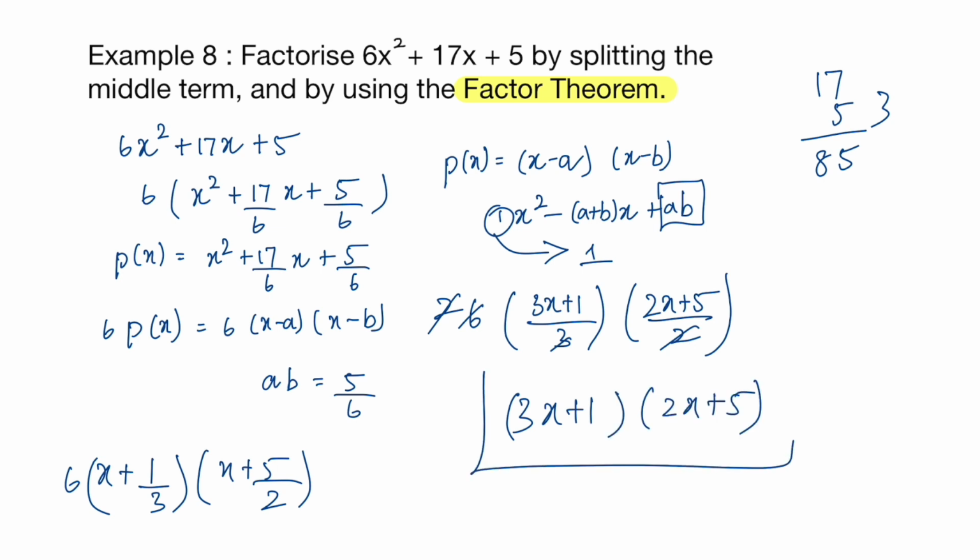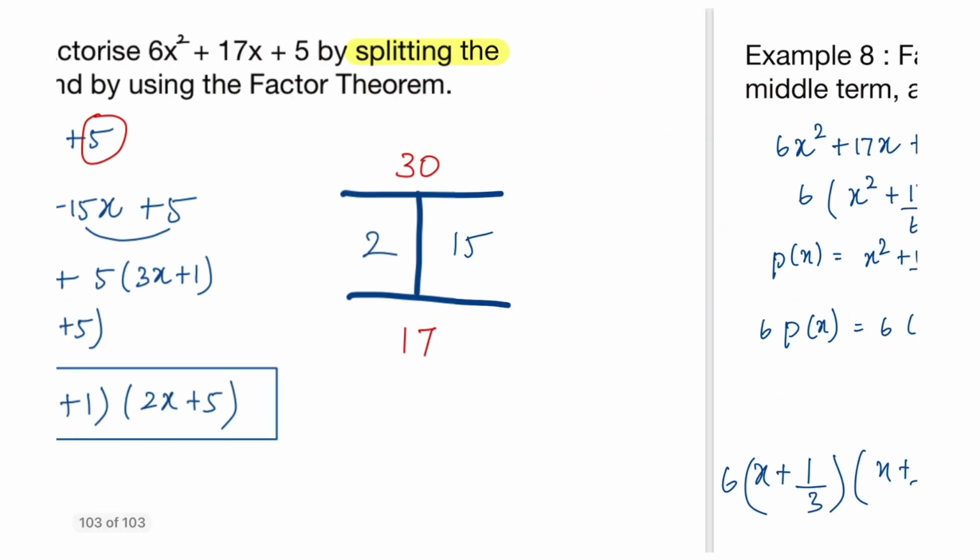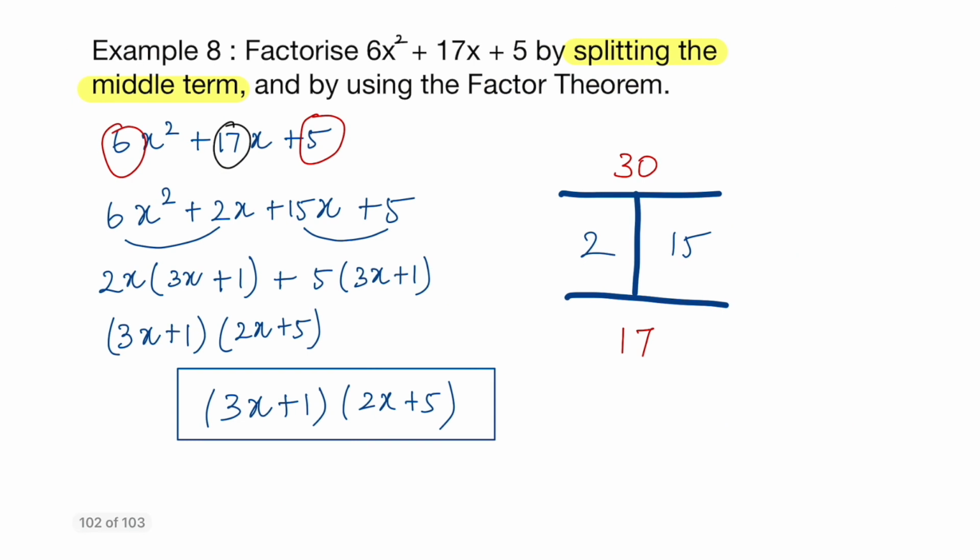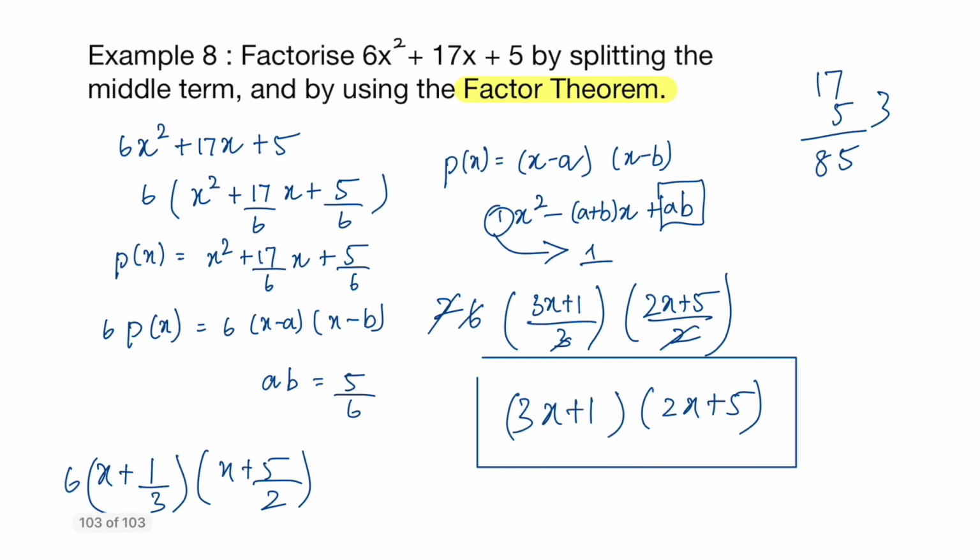So this is how you factorize this polynomial, and 3x plus 1 into 2x plus 5 is the same answer that we got with the splitting the middle term method. I know this is far harder than that method. It has so many steps involved. So only if you are required to solve it using this factorization method or factor theorem method, only then try to use it. Okay, so I have just explained it elaborately so that you understand it well.